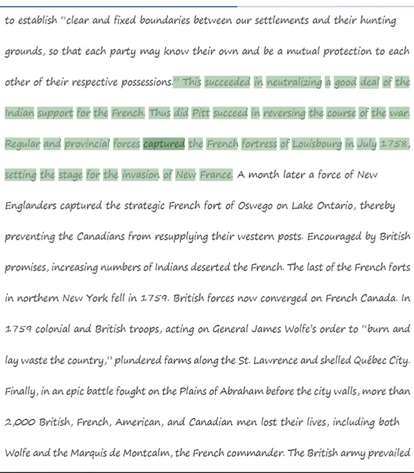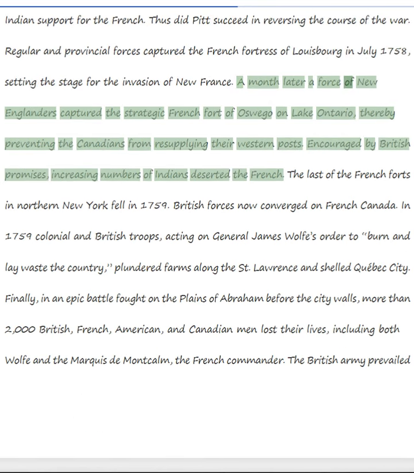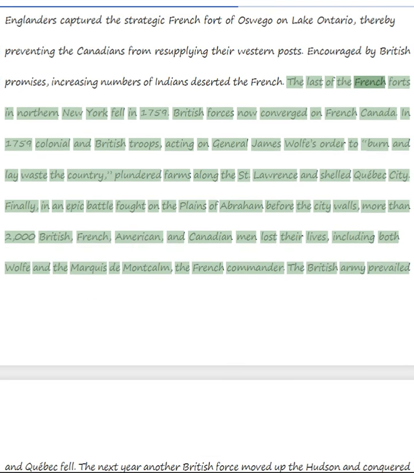Regular and provincial forces captured the French fortress of Louisbourg in July 1758, setting the stage for the invasion of New France. A month later, a force of New Englanders captured the strategic French fort of Oswego on Lake Ontario, thereby preventing the Canadians from resupplying their western posts. Encouraged by British promises, increasing numbers of Indians deserted the French. The last of the French forts in northern New York fell in 1759. British forces now converged on French Canada.